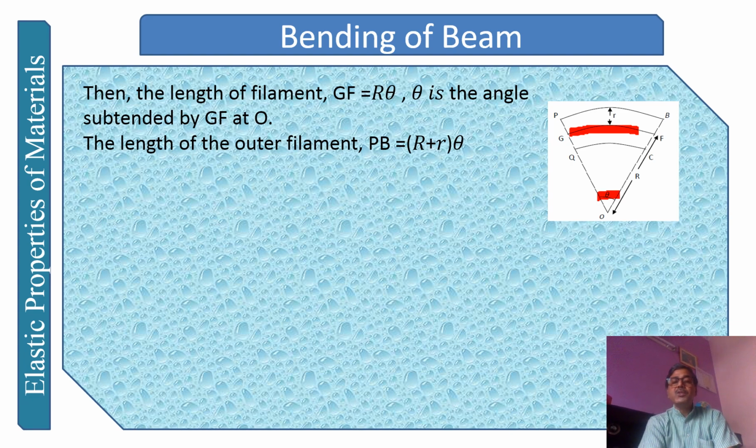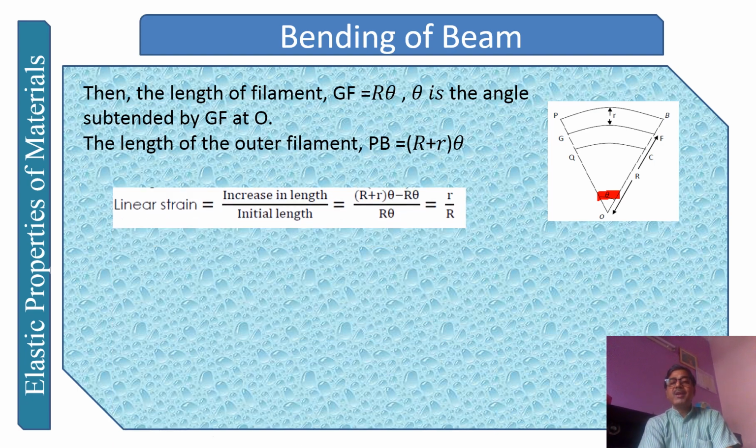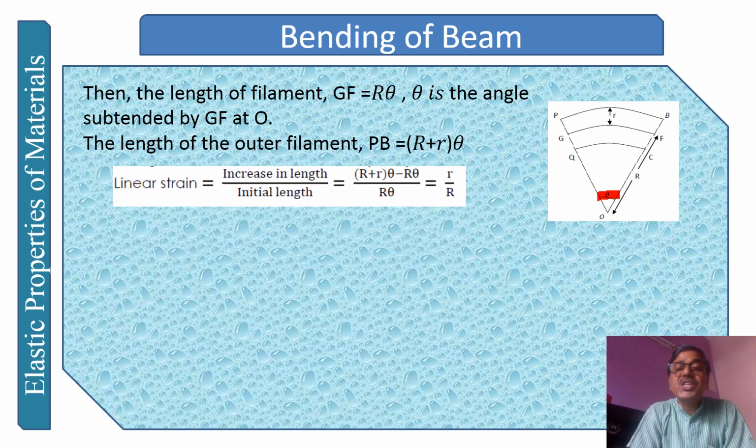So this PB is equal to R plus small r into theta. All right. So what we can say, naturally this GF is without any bending, and PB is with the bending. If I subtract these, then what will we get? We will get the change in the length, and therefore we will be able to find out the strain on this.